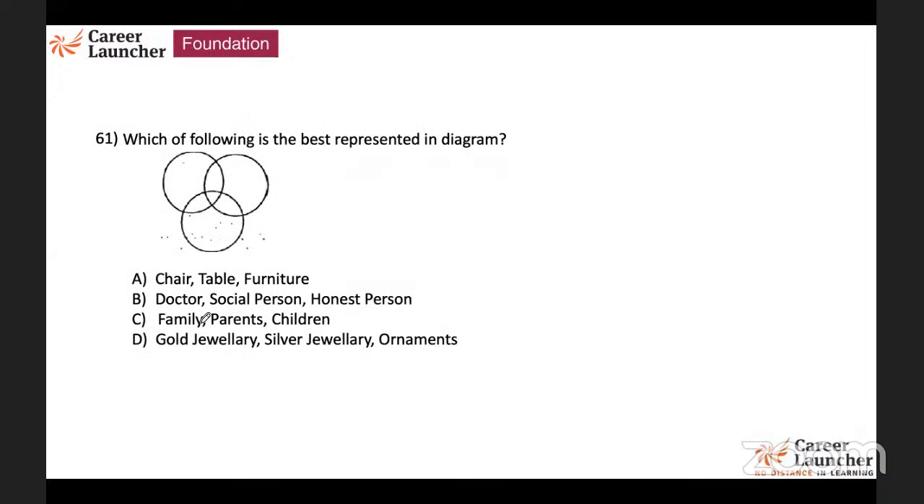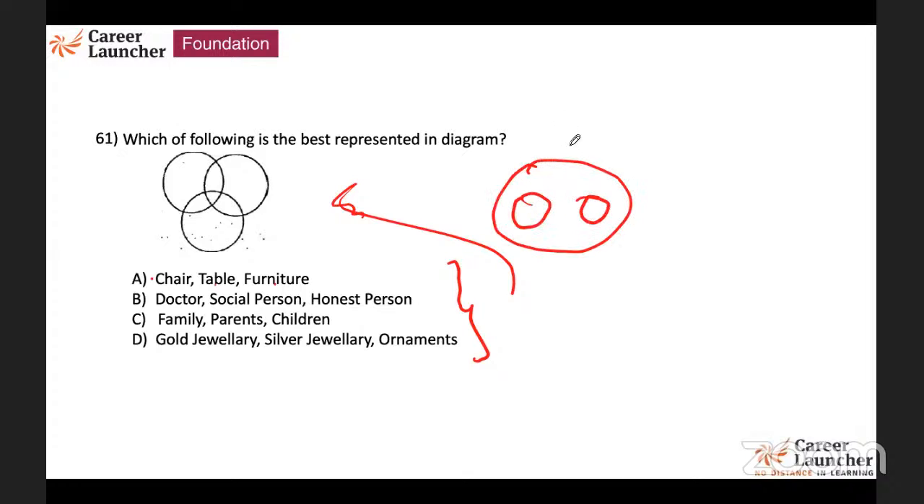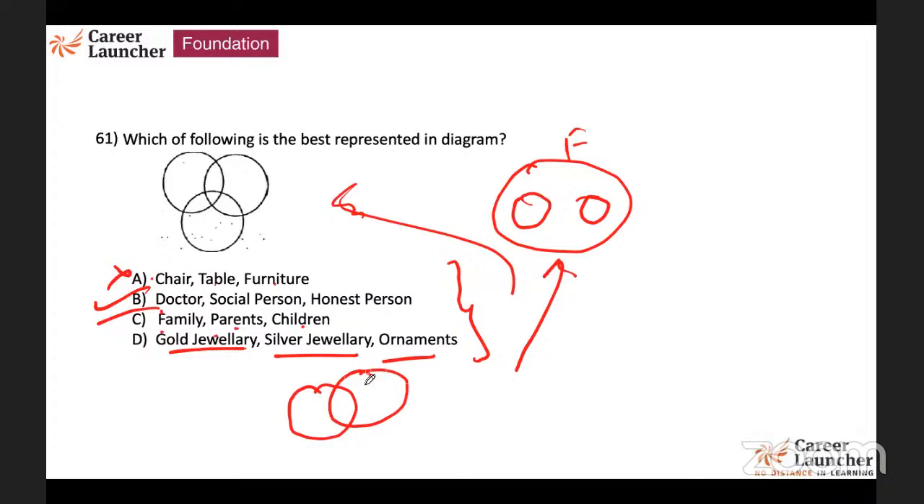This one: which of the following is the best represented in this diagram? Which of these 4 is represented by this? Chair, table, and furniture. See, frankly, furniture, chair, and table will come like this. So this cannot be this. So A cannot be. Family, parents, children. This cannot be this. Gold jewelry, silver jewelry, ornaments. It will be like this again. Answer has to be B for this once again. There could be a doctor who could be a social person, and there could be some honest people. Hence, answer has to be B for this.